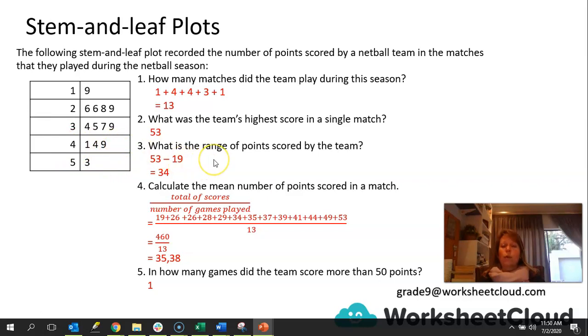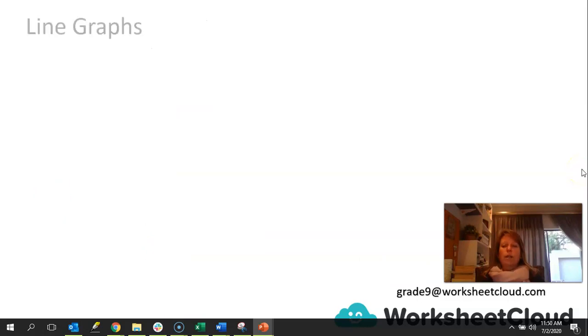Then what is the range of points? Remember, to work out the range, you're going to take your highest amount of points, subtract your lowest amount of points, and that would be your range. And then calculate the mean number of points scored in a match. That's just averaging out. And then how many games did the team score more than 50 points? Well, there's only 1 here in the 50 range, so it's only 1 game that they scored more than 50 points. Right, let's go on to line graphs.